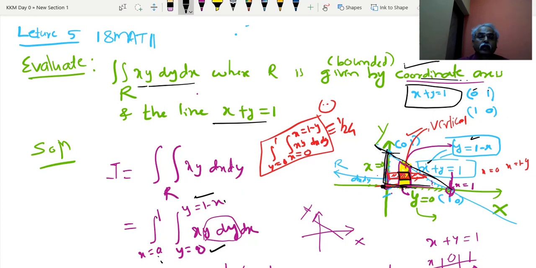Integrate xy dy dx, where the region is bounded by coordinate axes x and y and the line x plus y equal to 1. So two axes means two lines here and one line here.